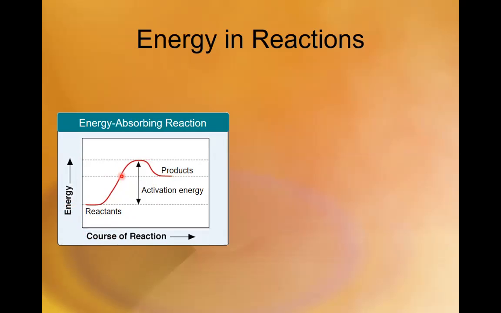So all of this is energy that's being put into the chemical reaction. Now notice that it doesn't just go straight up to the products, but instead goes up to a peak and then drops down to the actual products. That point from where the reactants are to the peak is known as the activation energy. This is how much energy this reaction needs in order to produce these products.